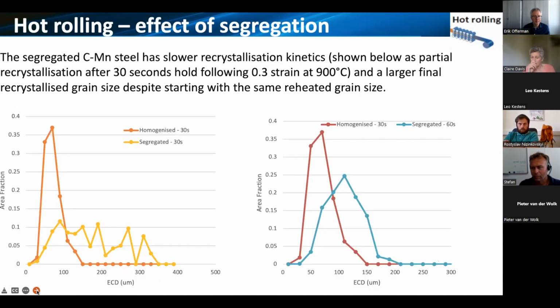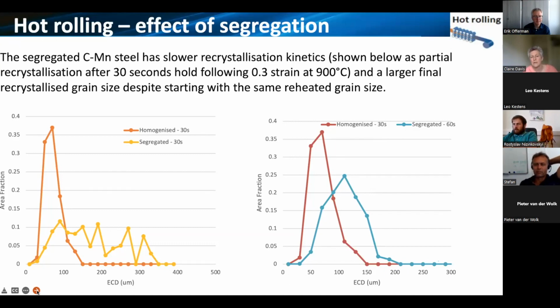What we've looked at is the recrystallization behavior at, in this case, 900 degrees Celsius, so it's fully austenitic. So there's no differences in grain size. We ensured that we've heat treated it to get the same ferrite-like grain size. The only difference between these two is one has the segregated manganese distribution, the other one is much more homogeneous. So the bottom left graph here shows an interrupted test where it's been deformed 0.3 strain, held for 30 seconds and then quenched to show how the grain size develops.